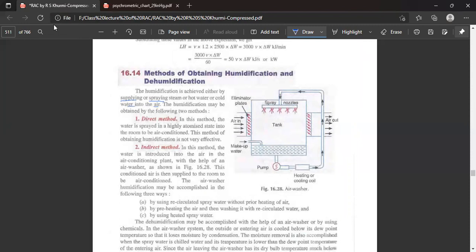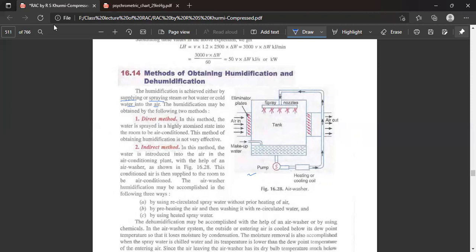This humidification may be obtained by the following two methods: direct method and indirect method. In the direct method, water is sprayed in a highly atomized state into the room to be air conditioned. This method is not very effective. In the indirect method, the water is introduced into the air in the air conditioning plant with the help of an air washer, as in the figure here. The air is conditioned there. This conditioned air is then supplied to the room to be air conditioned. So the moisture has to be introduced first into the air with the help of an air washer.